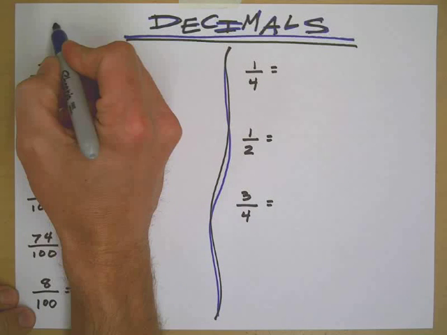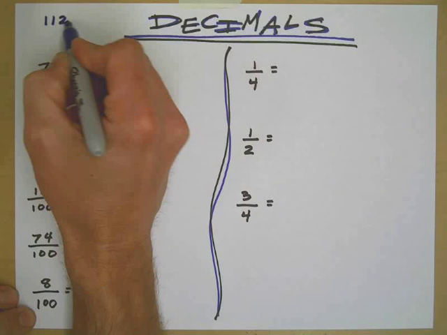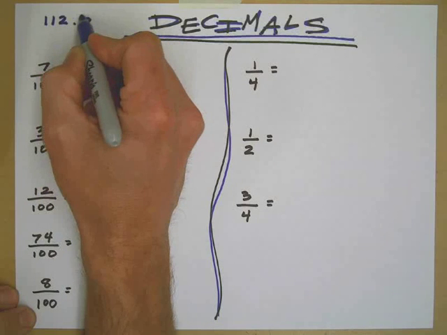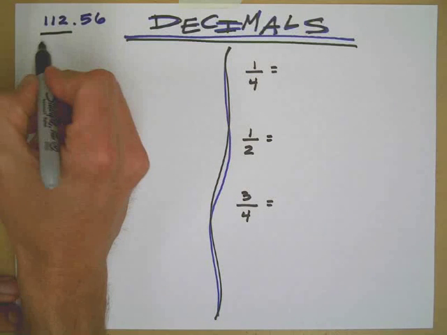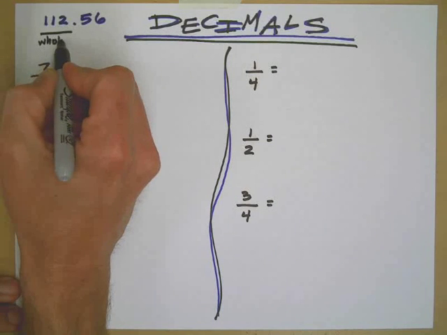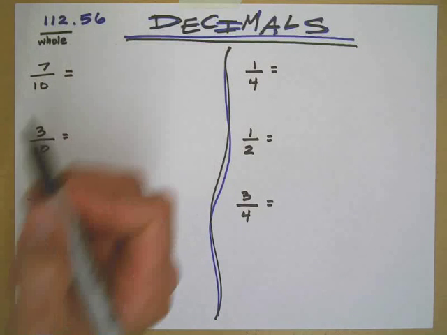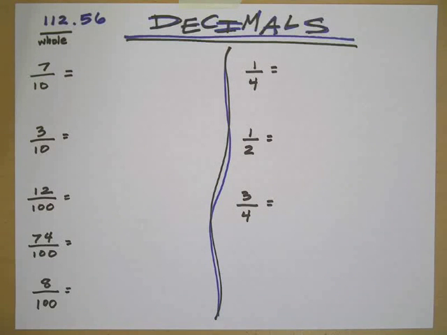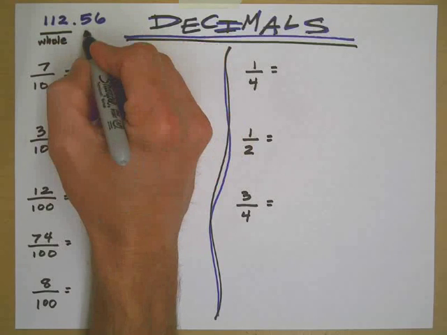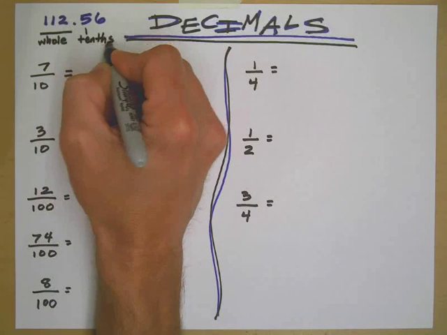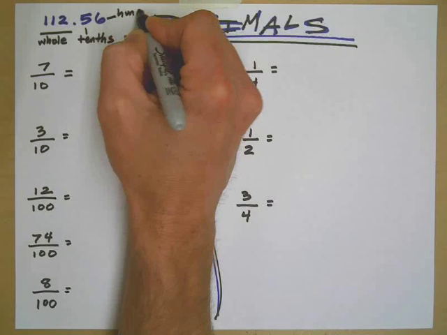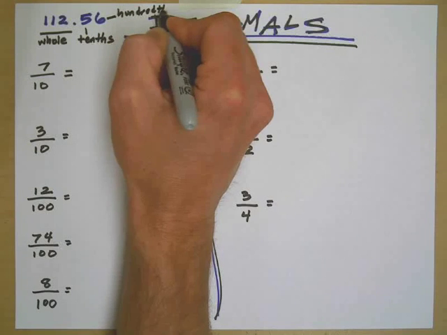When we're looking at a number, for example, 112 and 56 hundredths, everything to the left here, these are our whole numbers. 112.56 or 112 and 56 hundredths is a little more than 112, but a little less than 113. This 5 right here, this is our tenths place. And the 6 right here, this is our hundredths place.